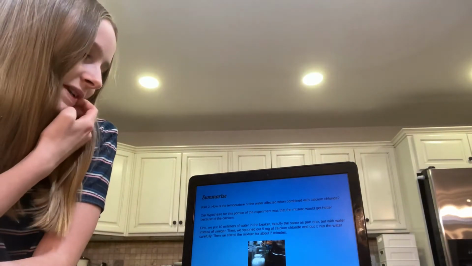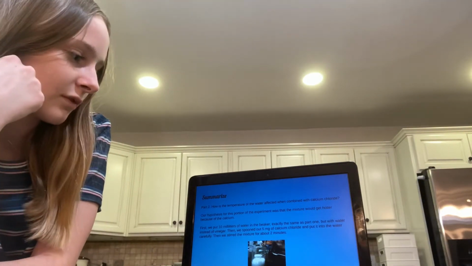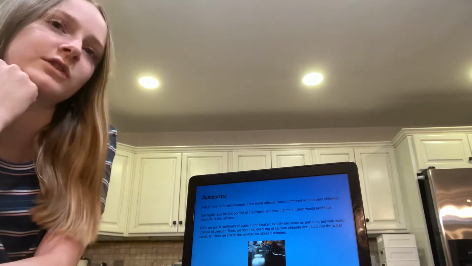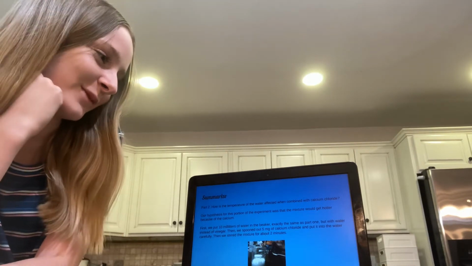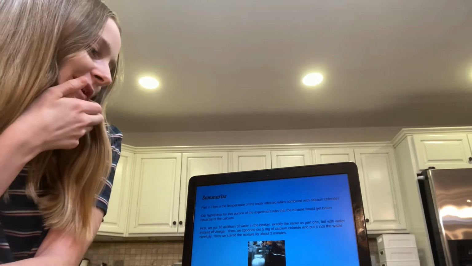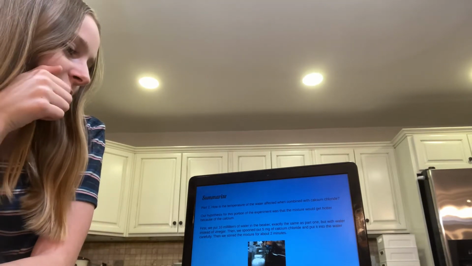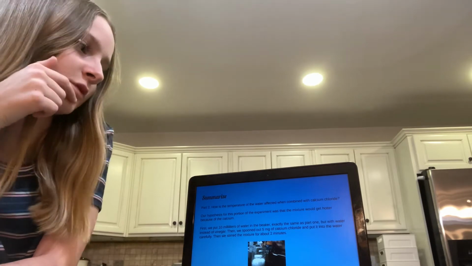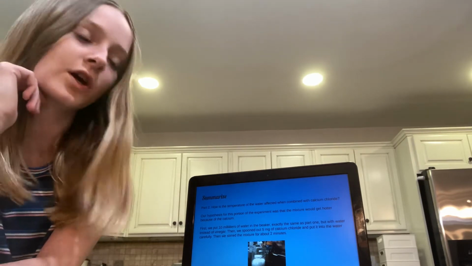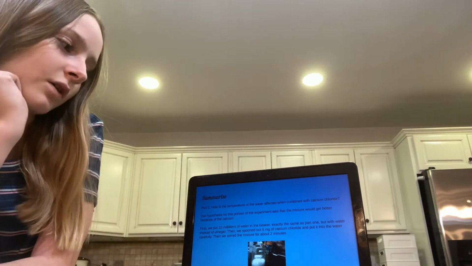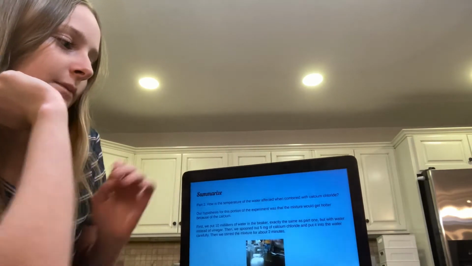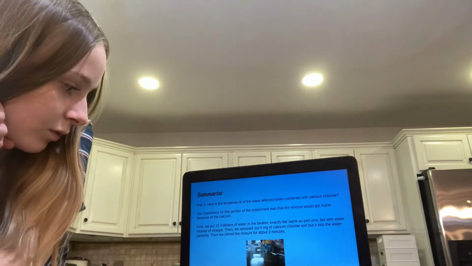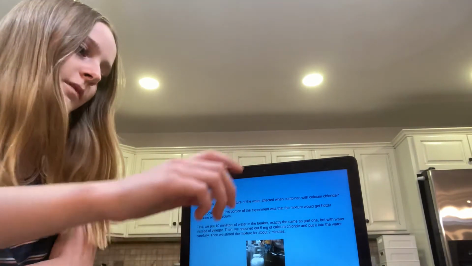Part two, summarize. How is the temperature of the water affected when combined with calcium chloride? Our hypothesis for this portion of the experiment was that the mixture would get hotter because of the calcium. First, we put 10 milliliters of water in the beaker, exactly the same as part one, but with water instead of vinegar. Then we spooned out 5 milligrams of calcium chloride and put it into the water carefully. Then we stirred the mixture for about 2 minutes.